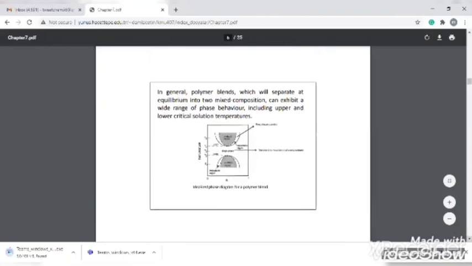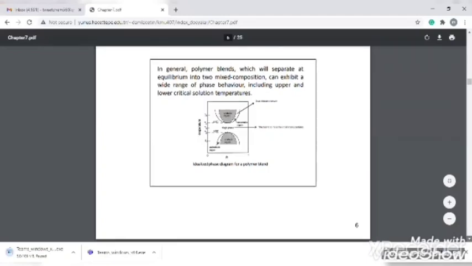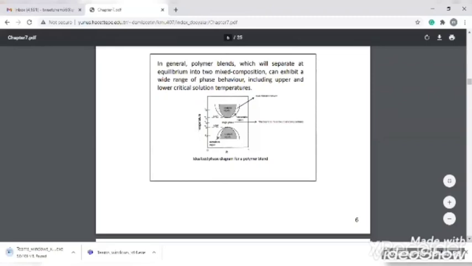But in general, polymer blends will separate at equilibrium into two mixed compositions which can exhibit a wide range of phase behaviors, including upper and lower critical solution temperatures. And here is a picture of the idealized phase diagram for a polymer blend, with a graphical representation of temperature and volume fraction, and the range of phases including the upper and lower critical solution temperatures.